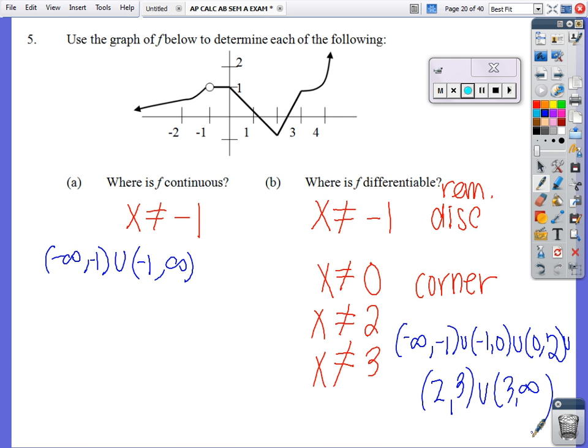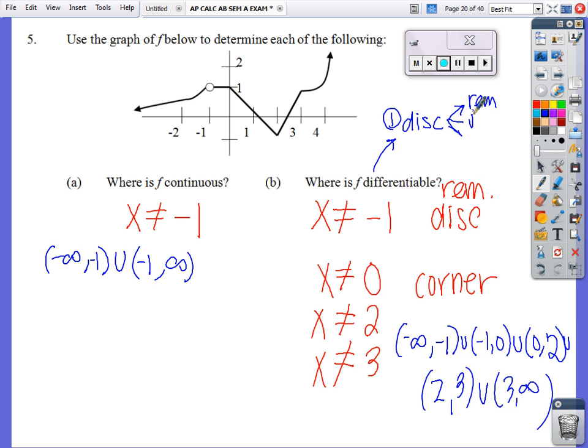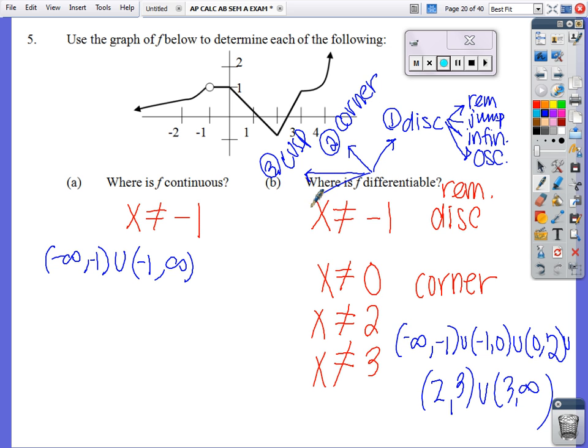Remember, differentiability happens as long as it's not a discontinuity. That would be the first type. There's 3 types of discontinuity: the removable, jump, infinite, and then actually I forgot to mention oscillating. The other 2 ways for it to not be differentiable would be a corner. The third way would be a cusp. And the fourth way to not be differentiable would be a vertical tangent. Those are horrible notes, but you get my drift.